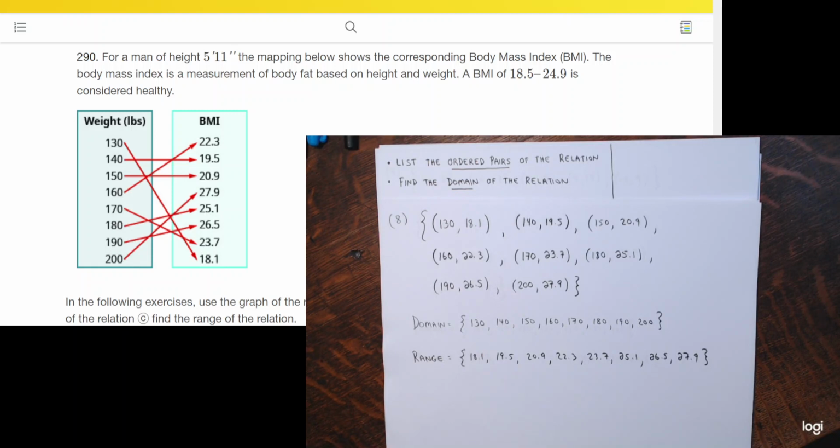Just like examples 5, 6, and 7. Very, very simple. Just time consuming. It just takes a bit to write this stuff out. That's all.